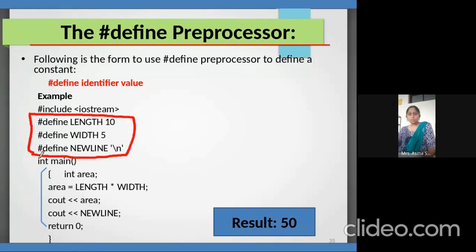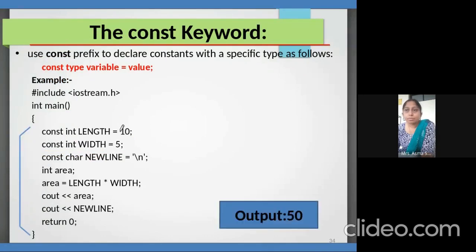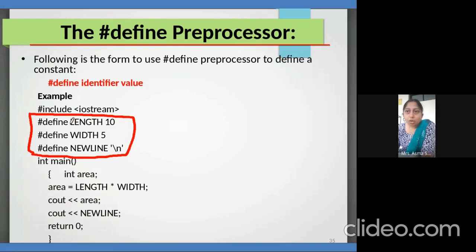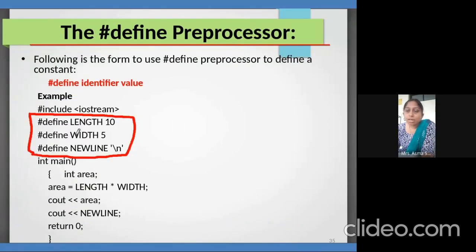Those are constants. #define, then length. Here the equal-to sign is not used. Here we have to directly assign the value. So if you see the syntax, #define, length, and then 10. It is the same as writing const int length equal to 10, but here I am not assigning a data type, whereas there I am assigning the data type, integer. If you see this, #define length 10, #define width 5, here we are not writing int, float or anything.